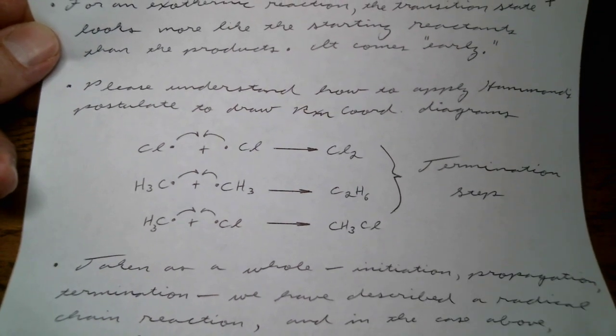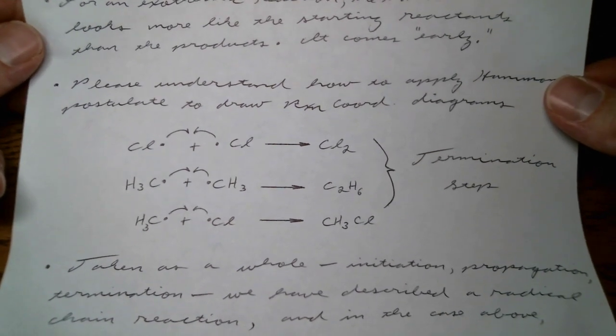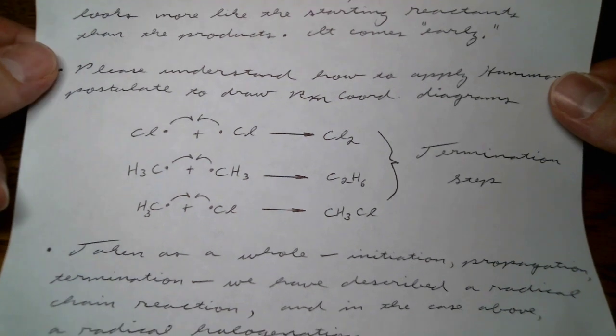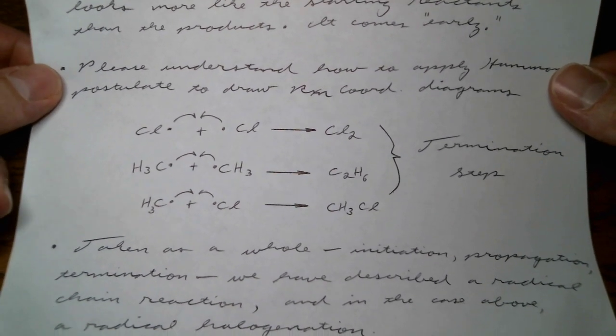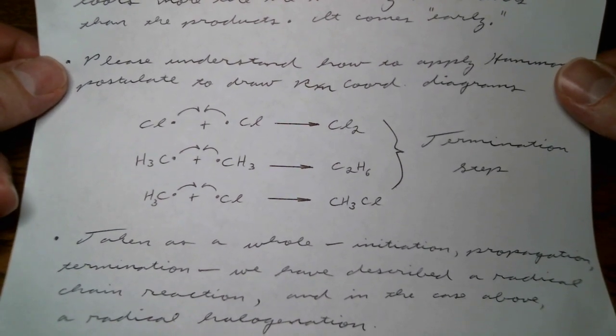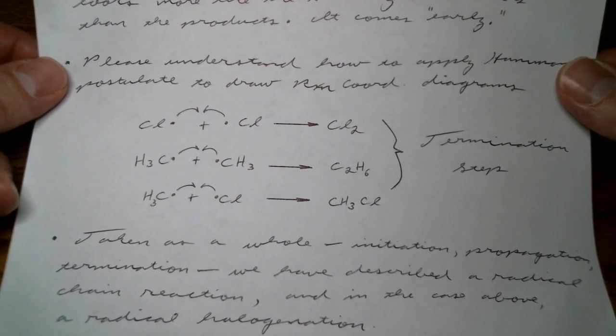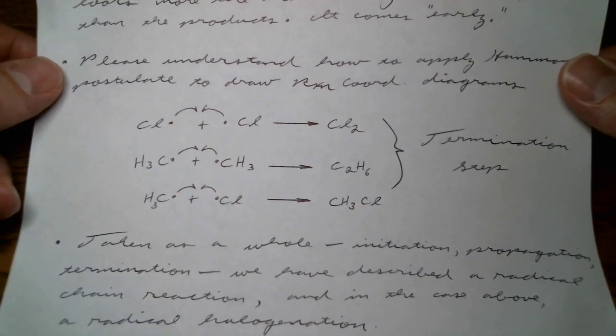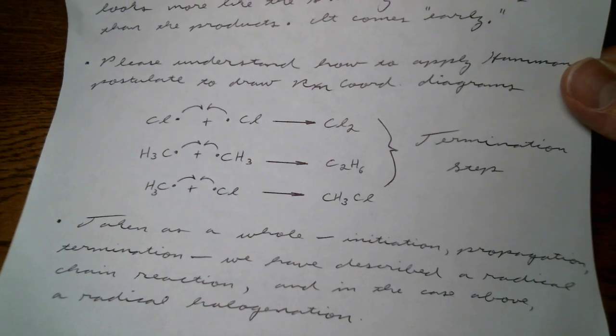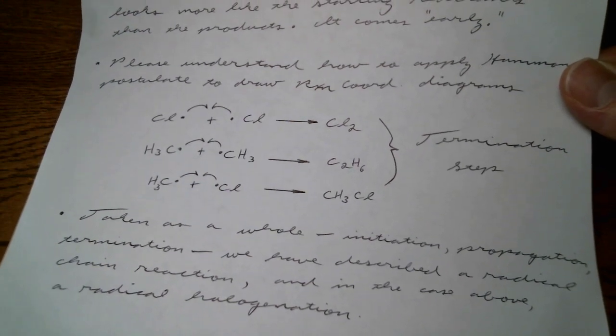Taken as a whole, initiation, propagation, termination, we've described a radical chain reaction, and in the case that we just discussed above, it's a radical halogenation. So why don't I go ahead and sum up those elementary steps that sum to the overall reaction.